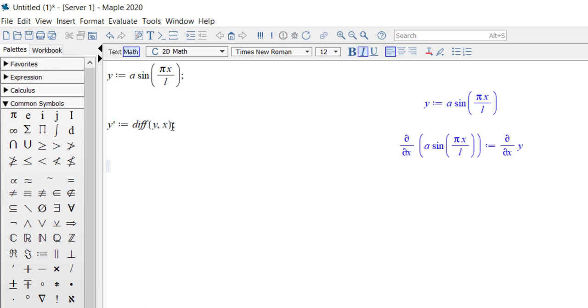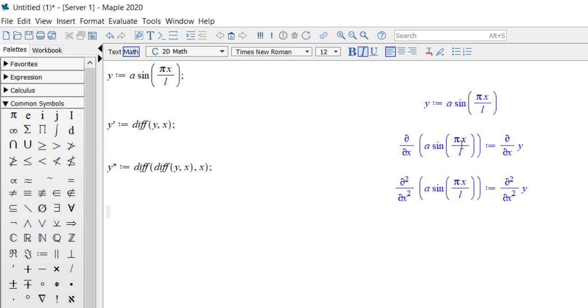This is the equation you got, and then you have to also define y double dash. What is y double dash? Y double dash is the differentiation of y dash with respect to x. We can write it as diff of y dash with respect to x also, or we can write it as diff of y comma x with respect to x. Then again you can give your semicolon and press enter.